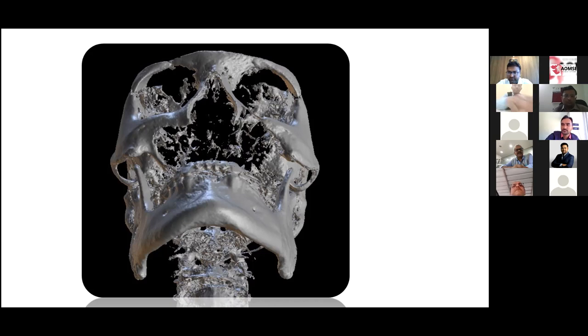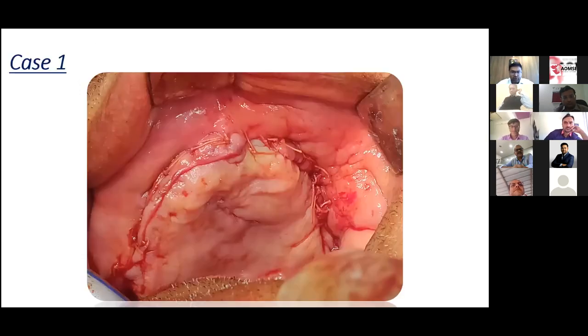Good, good. Okay. Dr. Gyan. Yes, sir. So in such kind of cases, my question to you is that this is a nice close defect, if you can see here, right? Do you think that such cases really need the free fibula or any kind of reconstructive surgery, or are we doing sufficient by directly simply going for the implant placement?